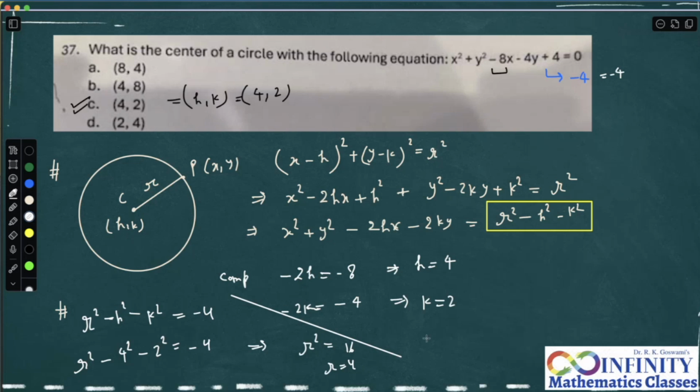Okay, so in case r is going to be 0, that means it is just a point, nothing else. In case r square is negative, that means it is not a circle. So these are the observations. I hope you will get it. Any doubt there? No, sir.